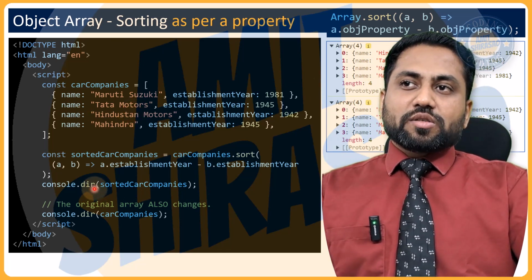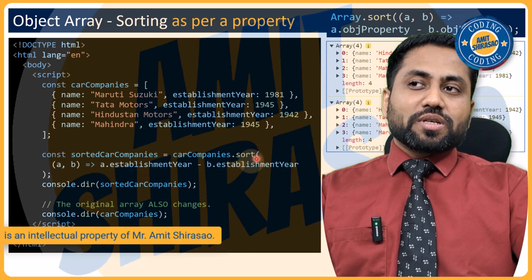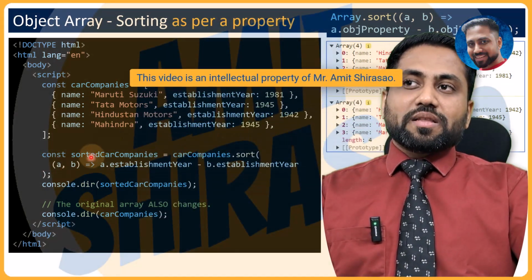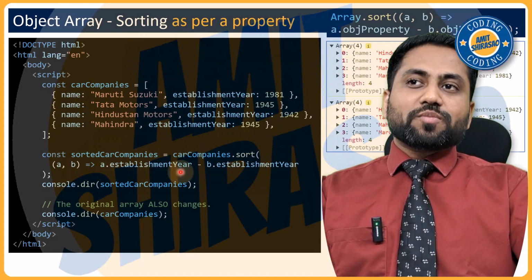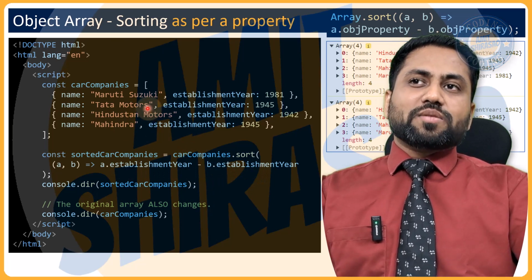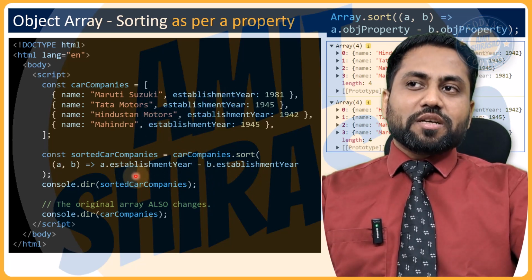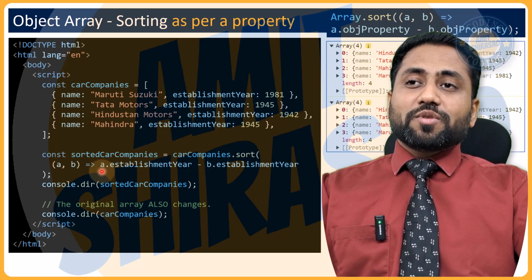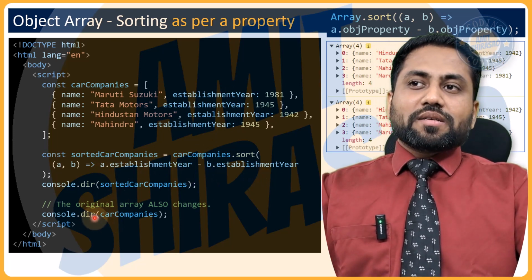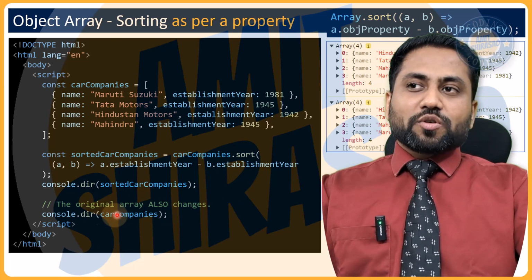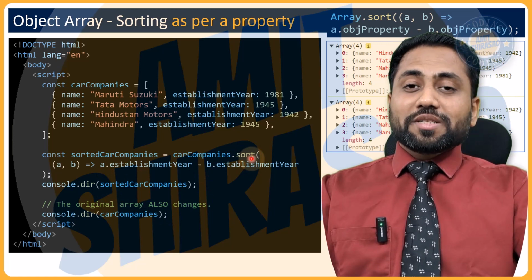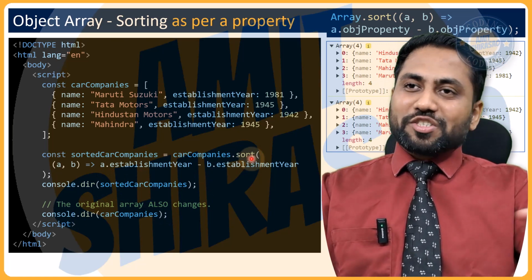So how will you sort it? You will just use the compare function. Here A and B are basically the objects. Now you will say A.establishmentYear minus B.establishmentYear. So it will sort the array based on the establishment year, and that too in ascending order, because I'm saying A.establishmentYear minus B.establishmentYear. And the original array changes because I'm using the sort method. If I use the toSorted method, then the original array will remain unchanged.